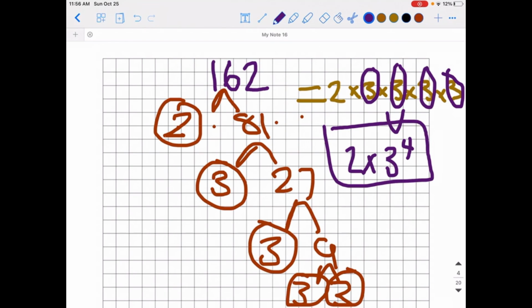I hope this video helped you know exactly what prime factorization is and reinforce your skills.